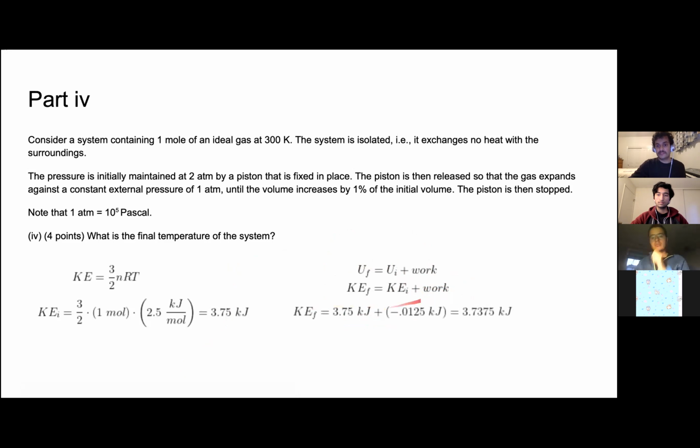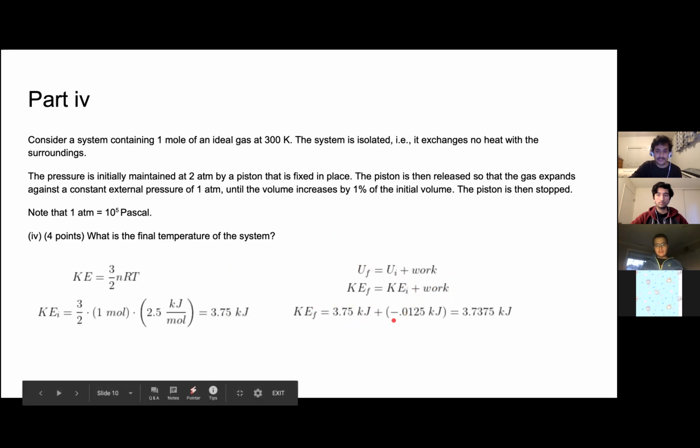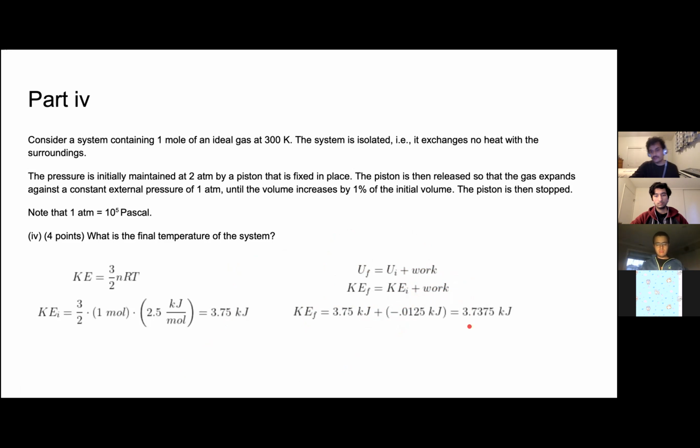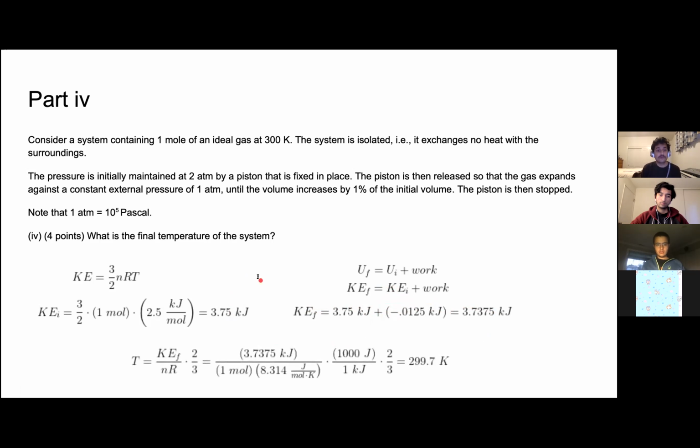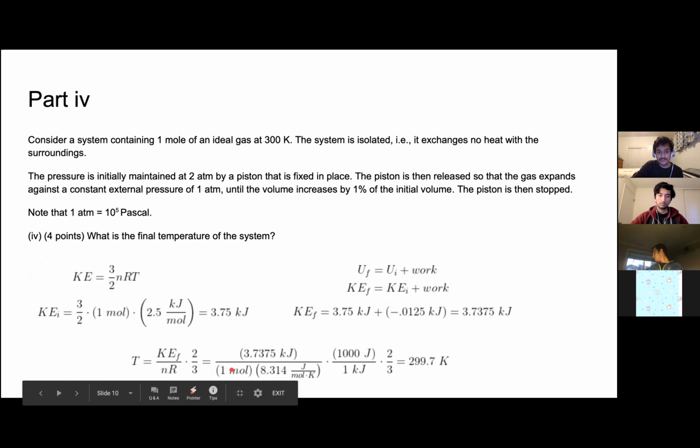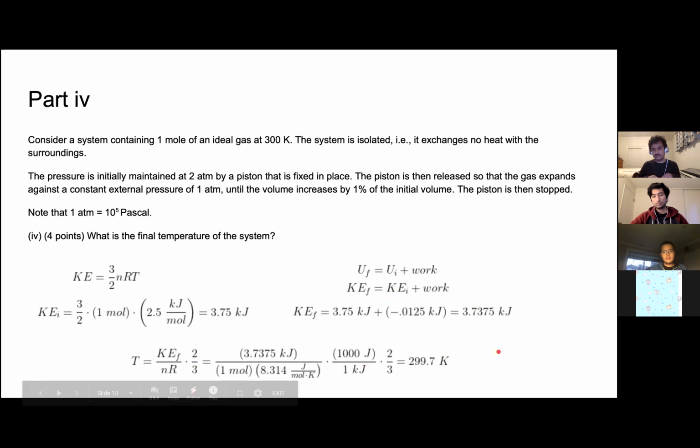So what this means is we can take our initial kinetic energy and add whatever work's being done, in this case negative 0.0125 kilojoules, and we end up with our final kinetic energy after our expansion. That's 3.7375 kilojoules. So that's just a conservation of energy equation that we utilized. And now we can plug back into this equation by rearranging to solve for temperature. Our final temperature, using this term, is 299.7 degrees Kelvin.